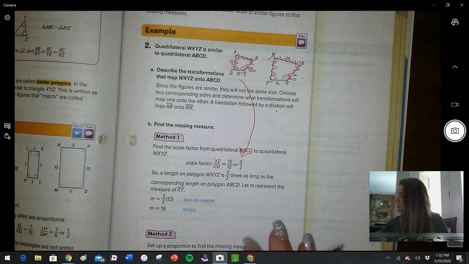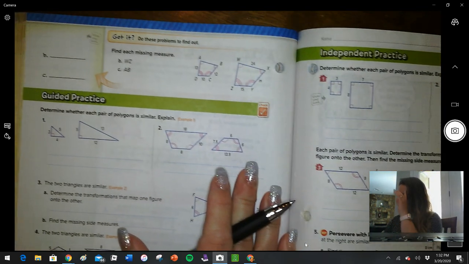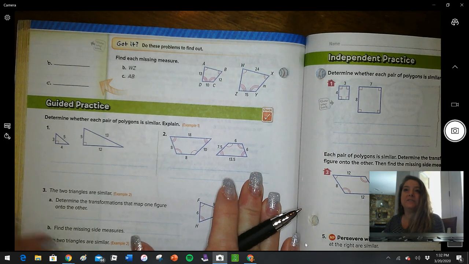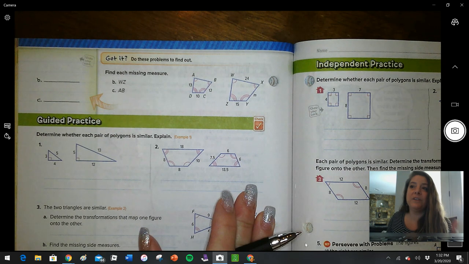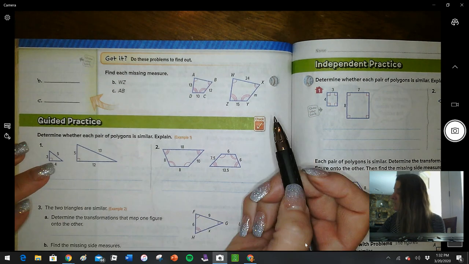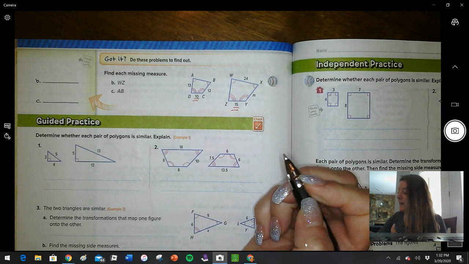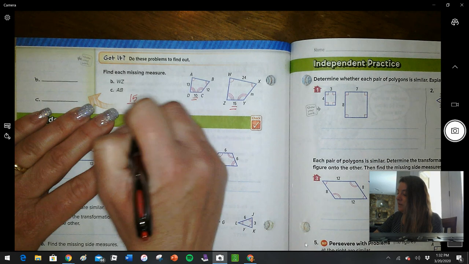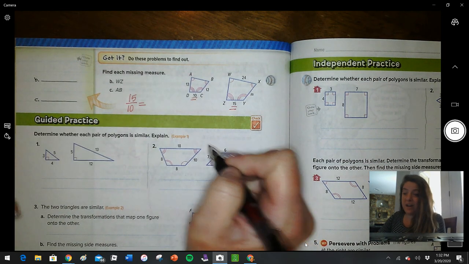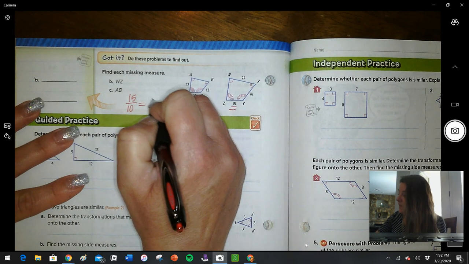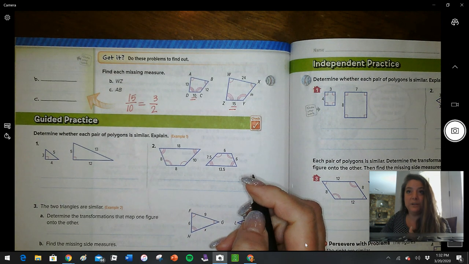Okay, so let's go do the got it at the top of the next page. The first thing we're going to have to do is figure out what is the scale factor, and then we can go find those missing sides. So let's go do it again. I went from 10 to 15. So what's my scale factor? 15 over 10. That's going to reduce. I can divide both numbers by 5, and I'm going to get 3 over 2 again. So I know my scale factor is 3 over 2.